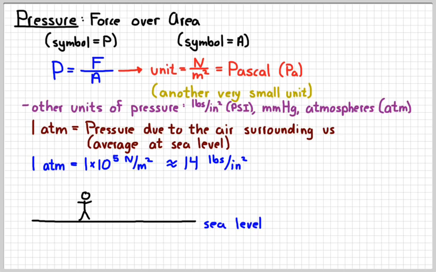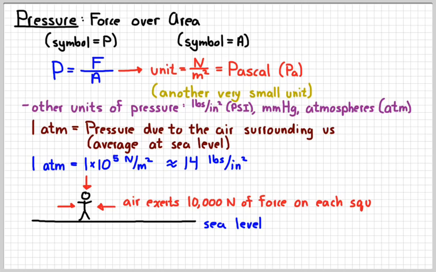So if you're standing at sea level, then the air is pushing on you with a force of 10,000 newtons for every square meter of your body. So if I were to take your skin off and stretch it out and measure it, depending on how big you are, your skin area may be close to a meter squared. And if that was the case, then the air pressure would exert exactly 10,000 newtons of force on you.